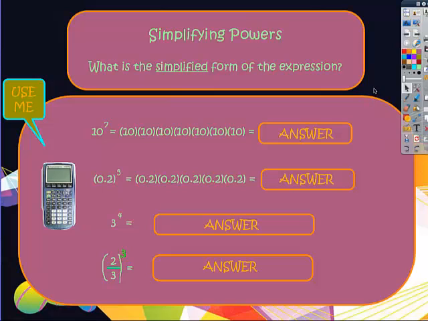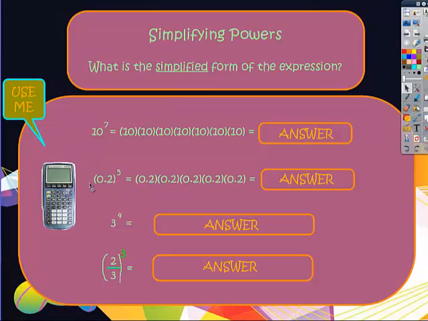Alright, here we're going to simplify some powers. So first of all, to simplify a power means, again, to write it without the exponent as a single number. So here I have 10 to the 7th power. Remember, that means 10 times 10 times 10 times 10 times 10 times 10 times 10. So 10 times itself 7 times, not 10 times 7.